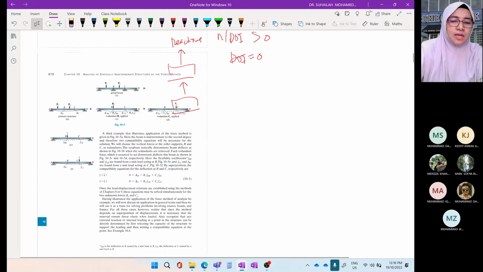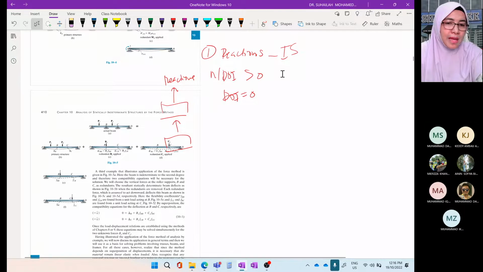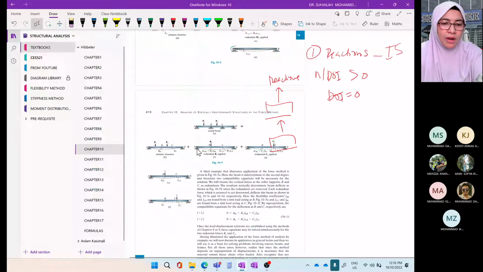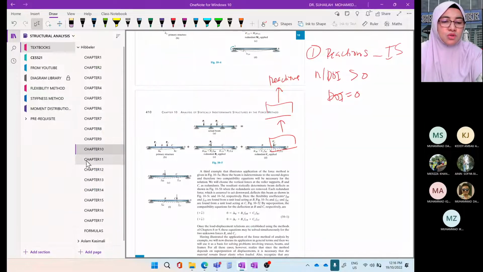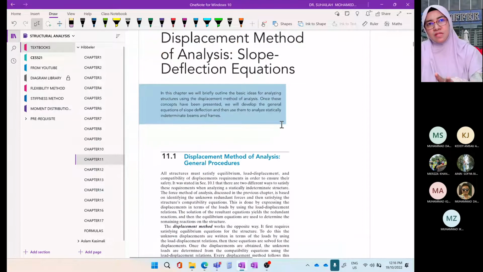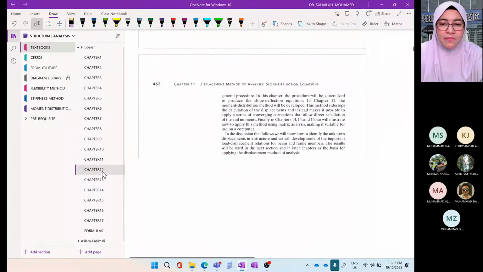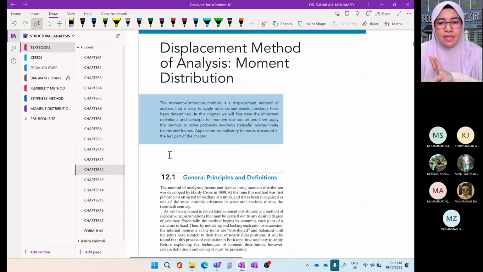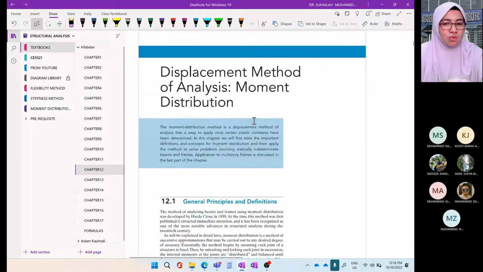Okay? So yang ni chapter number 10, which is chapter number 1, flexibility method, called as force method in textbook. So please refer. So we have chapter number 11, yang ni slope deflection equation, chapter 12. Chapter 12 is chapter number 3, moment distribution method. But chapter 12 ni dengan chapter 11 tadi tu, dua-dua method ni objektif dia sama. Objektif dia sama, prosedur berbeza.